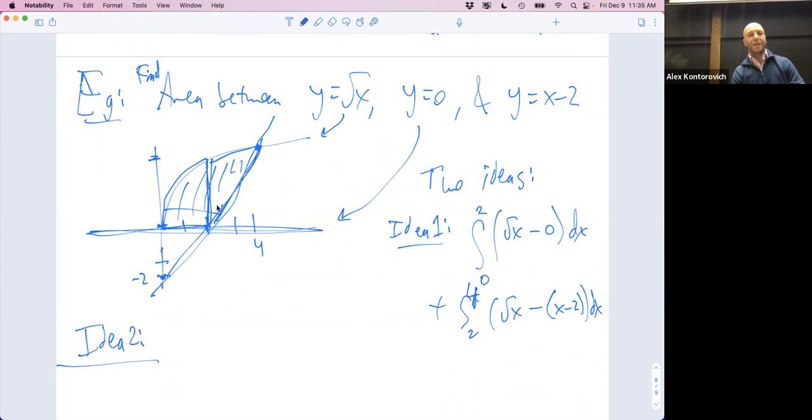Can't we chop things like this? Won't that make our lives easier to chop things like this? What would that mean? What's the equation of this line in terms of x? X is equal to, if y is equal to x minus 2, then x is equal to y plus 2. And how about this curve? If y is root x, then x is y squared.